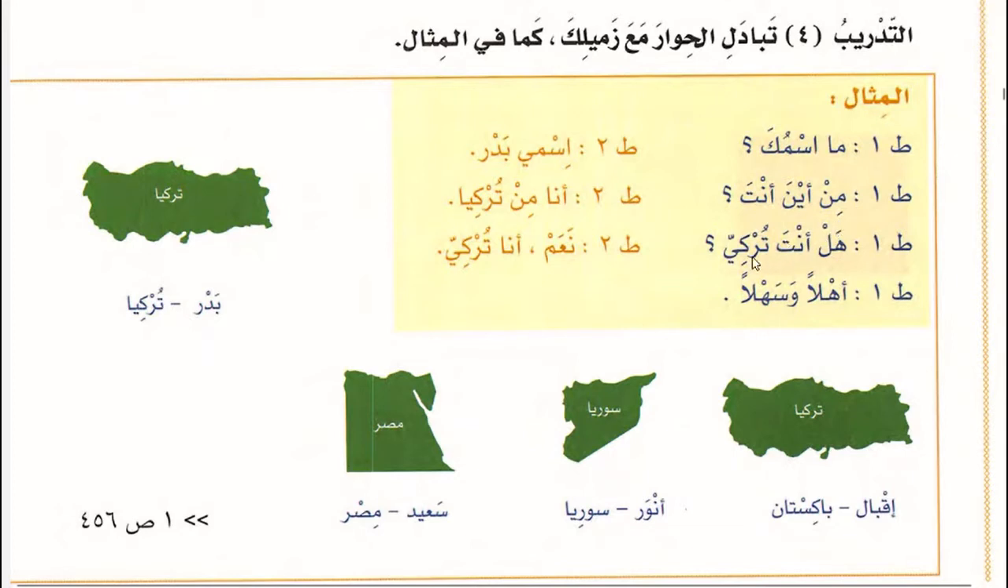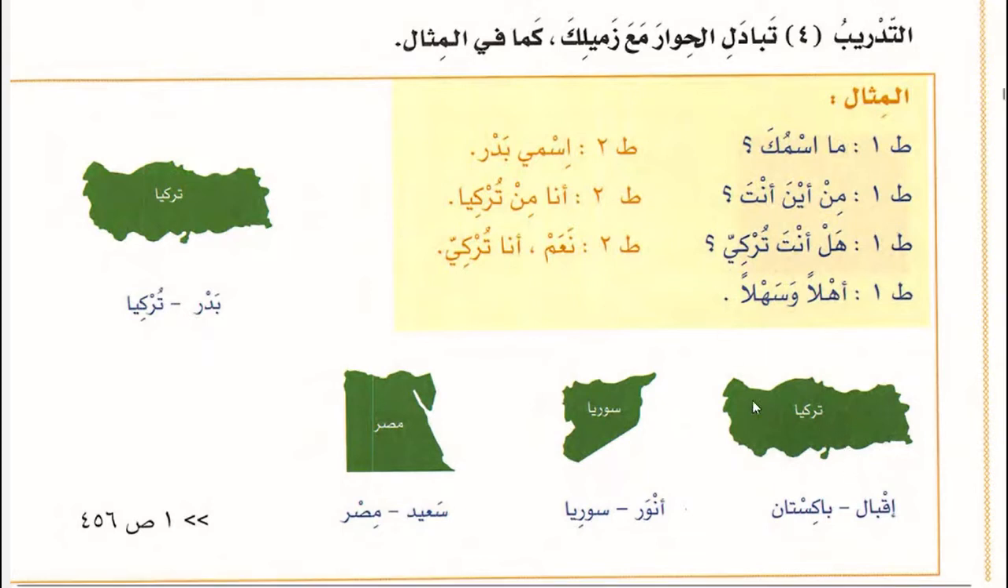Then you will ask him about his nationality. Hal anta Turki, are you Turkish? Naam, ana Turki, yes, I am Turkish. Ahlan wa sahlan, welcome. So in this way you can practice this dialogue.